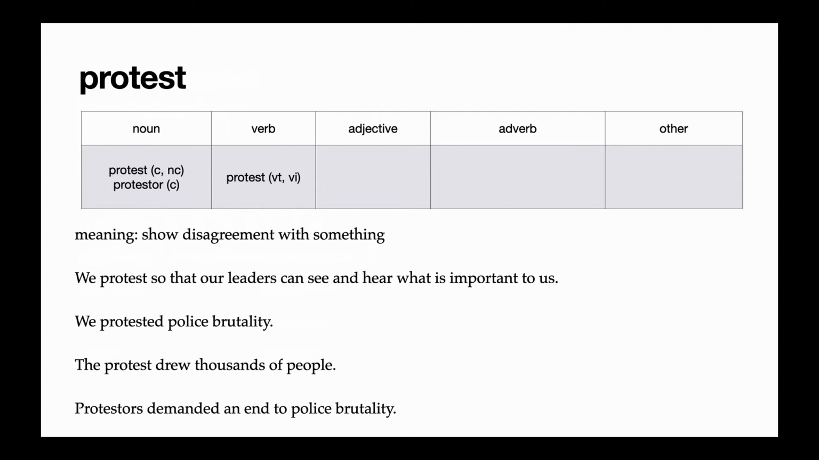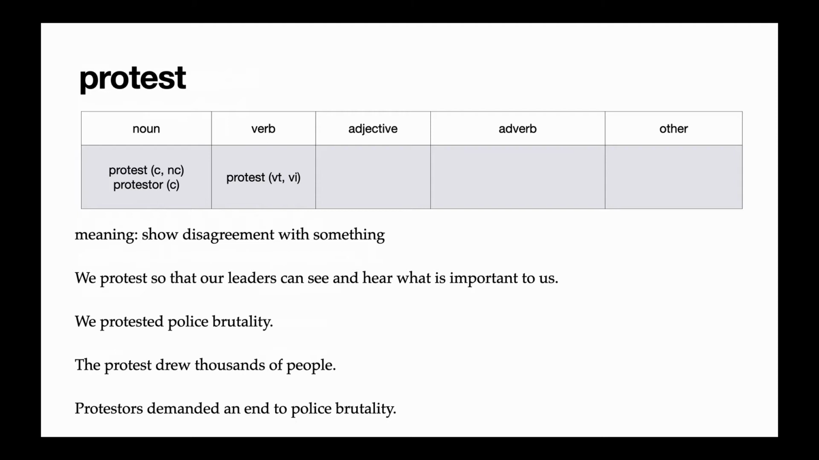After protest here, we do not have an object. We have so, which is a conjunction. So this first use of the word protest is intransitive. In the next sentence, we protested police brutality. This is also a verb, but now it's transitive because it's followed by police brutality, which is an object.